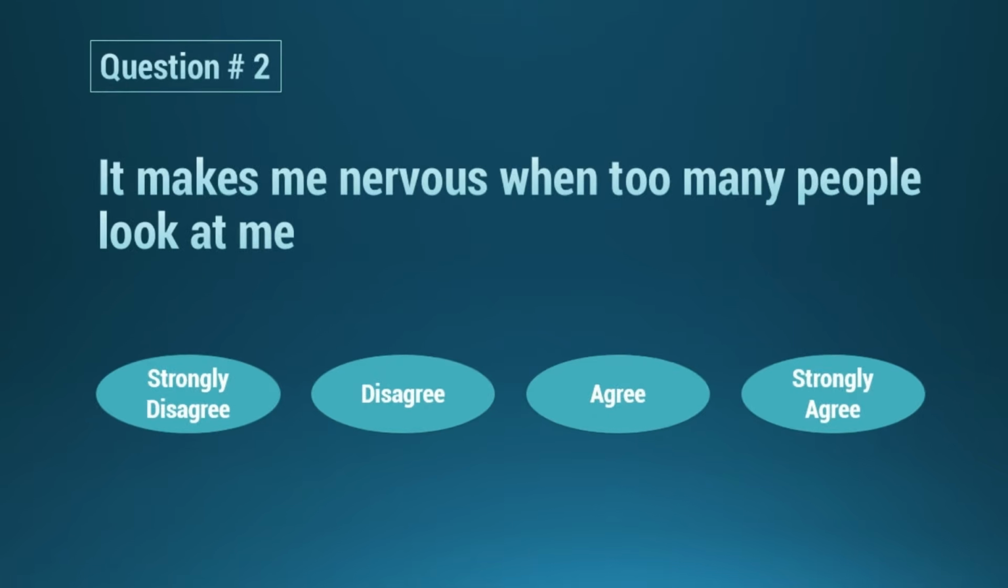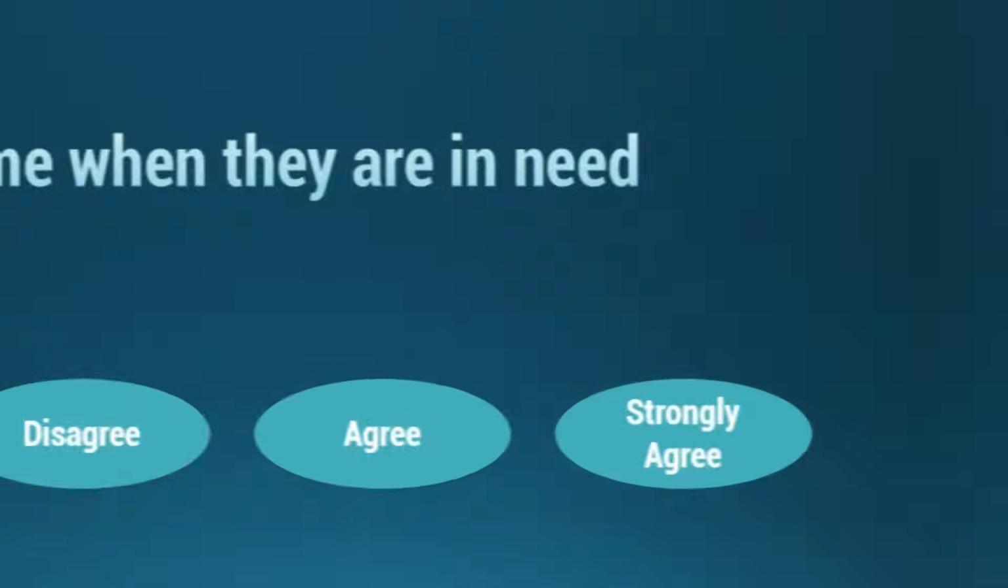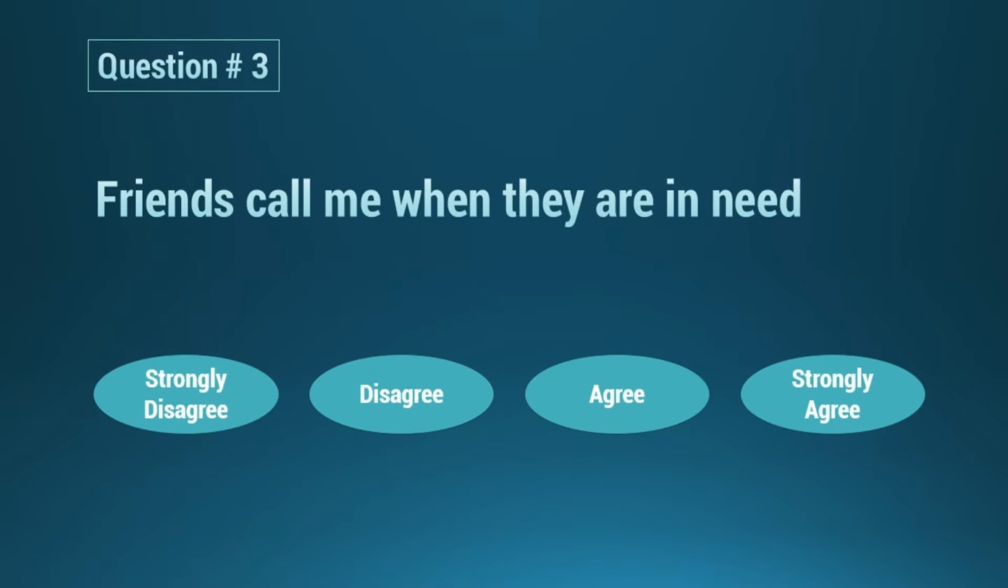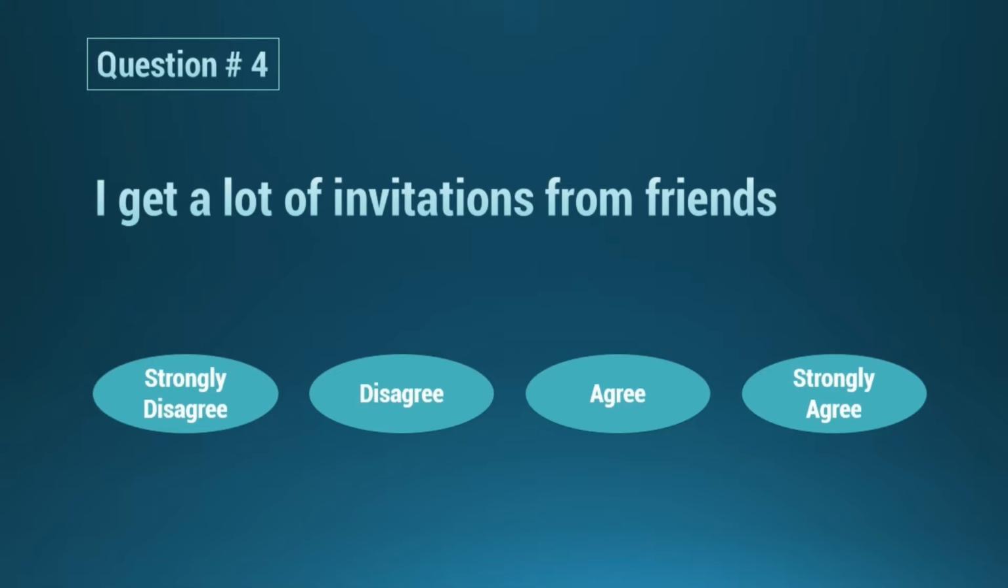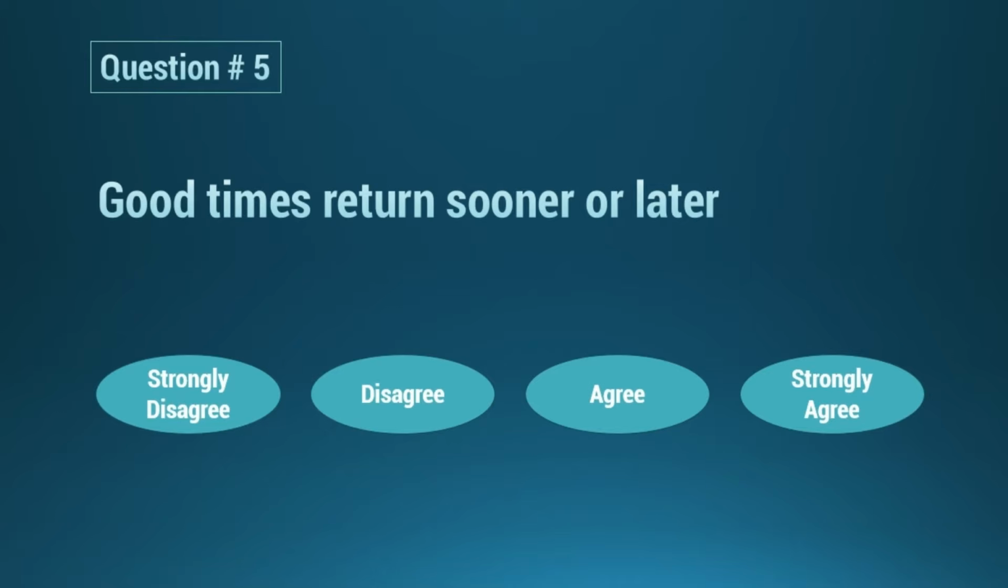The second question says, it makes me nervous when too many people look at me. Again, you'll have 4 options. Strongly disagree, disagree, agree, strongly agree. Choose one and move ahead. The third one is, friends call me when they are in need. 4 options will be there. Strongly disagree, disagree, strongly agree, or agree. Choose one, move ahead. Next question is, I get a lot of invitations from my friends. 4 options, choose one, move ahead. Good times return sooner or later. 4 options, choose the right one as per your understanding and move ahead.